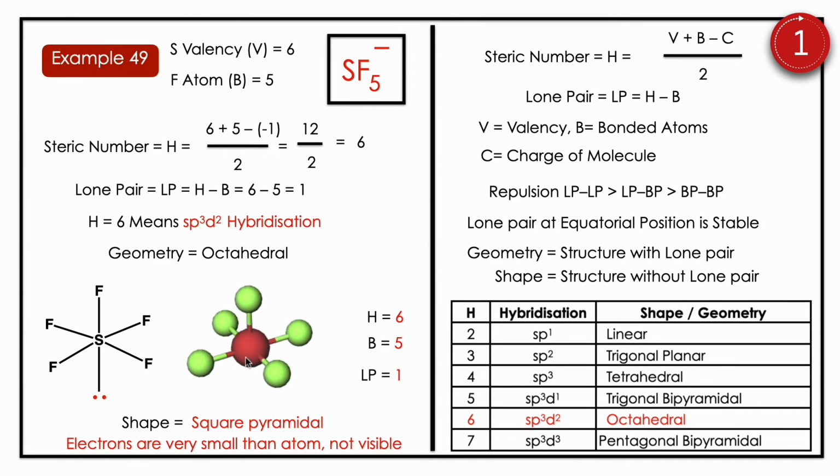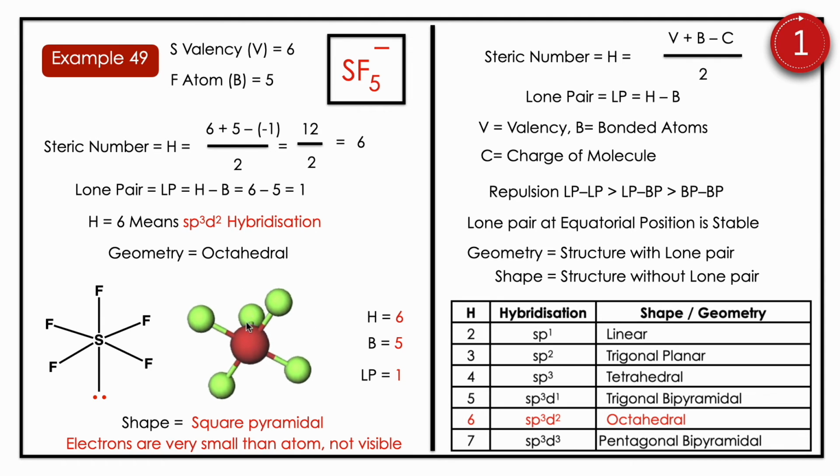Let us look at SF5 minus, where sulfur is the central metal atom, valency is 6, fluorine atoms 5. So steric number H equals (6 plus 5 minus of minus 1) whole divided by 2, meaning 12 by 2 gives 6. Lone pair will be H minus B, which is 6 minus 5 equals 1. H6 means sp3d2 hybridization. Geometry will be octahedral.